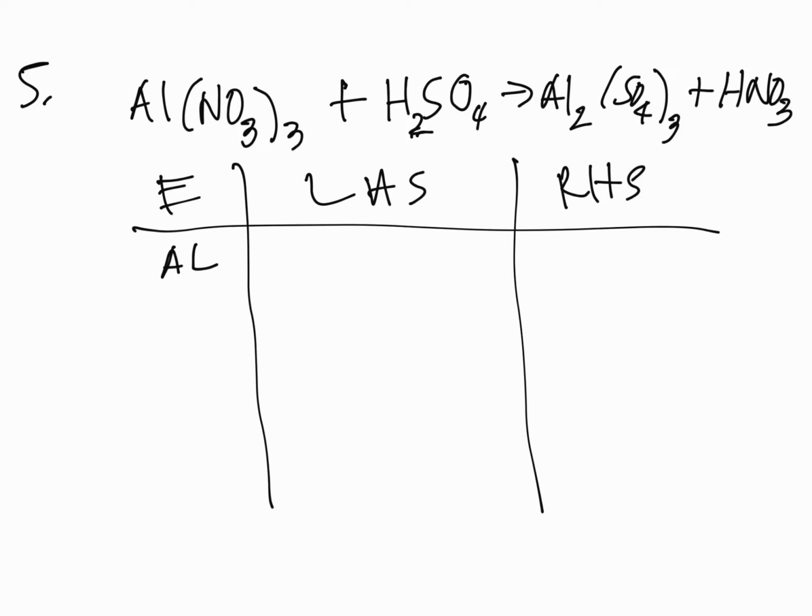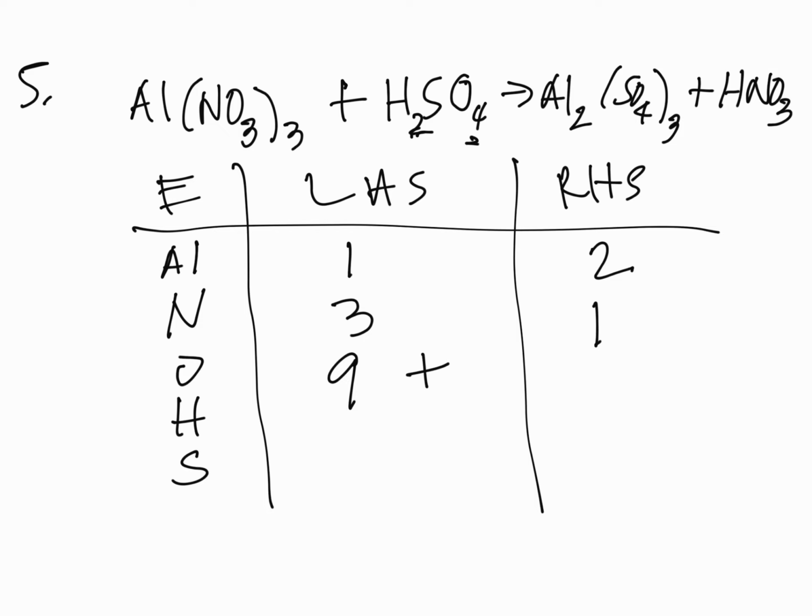we have here aluminum, nitrogen, oxygen, hydrogen, sulfur. So for the aluminum, you have 1, then 2 on the right hand. Nitrogen has 3. Nitrogen here has 1. Oxygen has 9 plus 4 here, and then on the right hand, there's 12 plus 3. All right, but hydrogen, we have 2, and the other side is 1. Sulfur has 1 and 3.